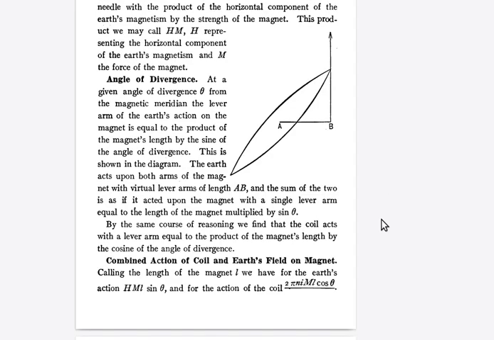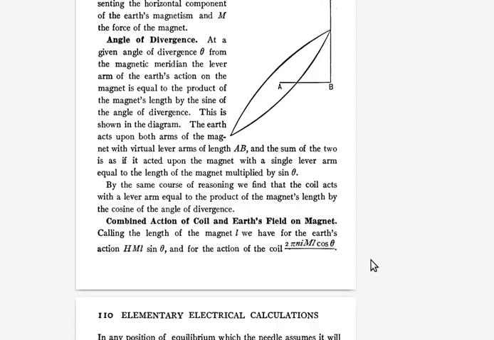Angle of divergence. At a given angle of divergence, theta, from the magnetic meridian, the lever arm of the Earth's action on the magnet is equal to the product of the magnet's length by the sine of the angle of divergence. This is shown in the diagram. The Earth acts upon both arms of the magnet with virtual lever arms of length AB, and the sum of the two is as if it acted upon the magnet with a single lever arm equal to the length of the magnet multiplied by sine theta.